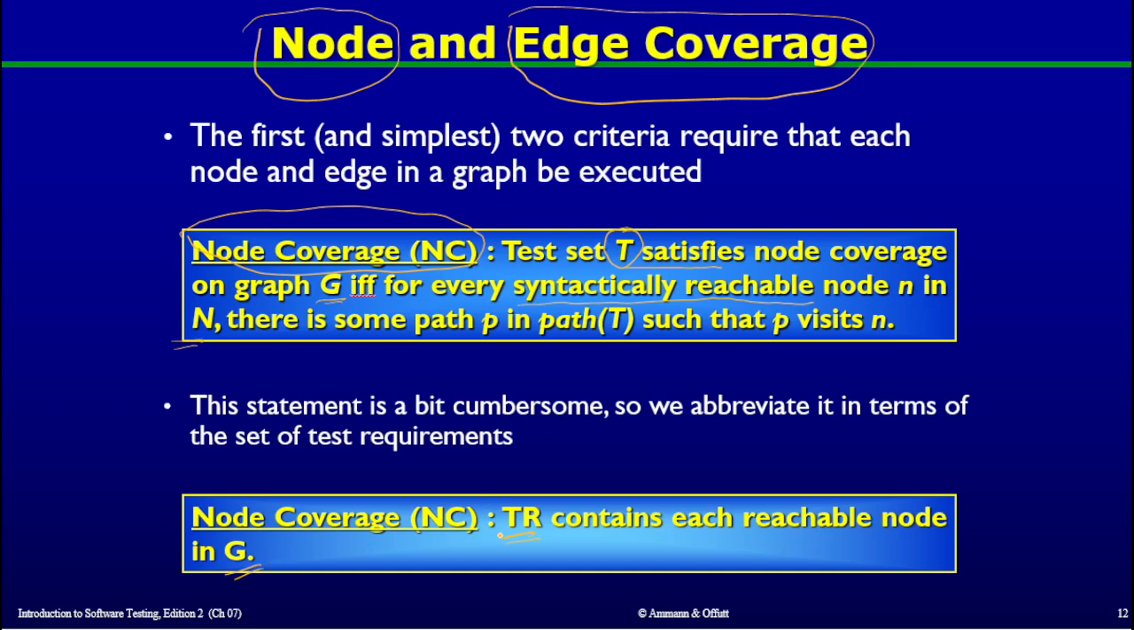It is important to note here that there might be some nodes in the control flow graph of a program which are not reachable from the initial node. Such unreachable nodes are excluded from the node coverage criterion, because we can never exercise such nodes.